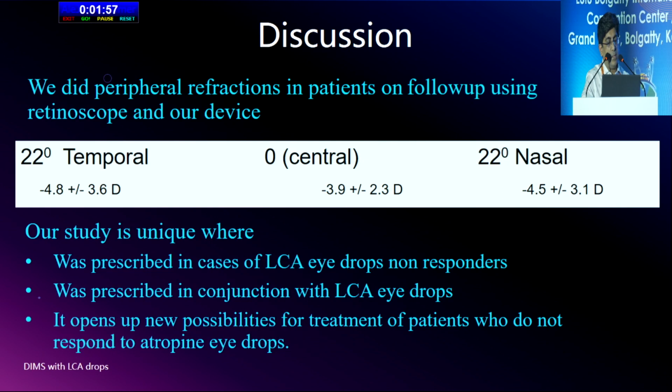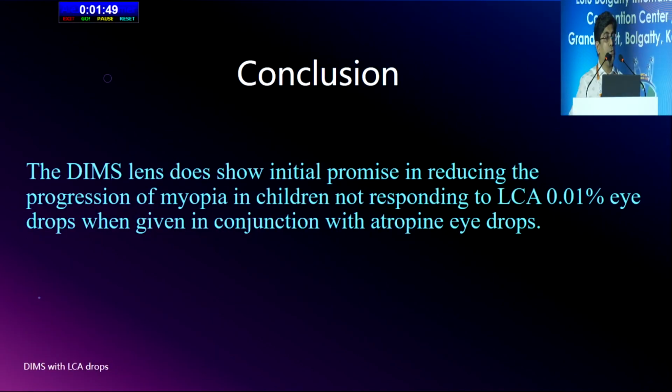No such study has been done. We did not stop the low concentration eye drops, so it opens up new possibilities for treatment of patients who do not respond to low concentration atropine eye drops. For DIMS lenses, we have a follow-up of 1 year, so it does show some initial promise in reducing the progression of myopia in children not responding to low concentration atropine eye drops when given in conjunction with low concentration atropine eye drops. Thank you so much for the attention.